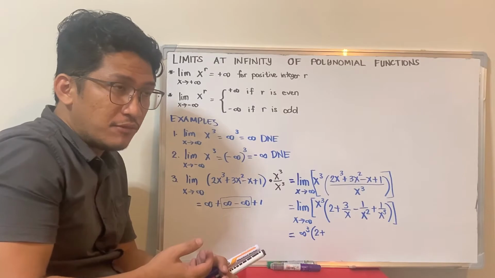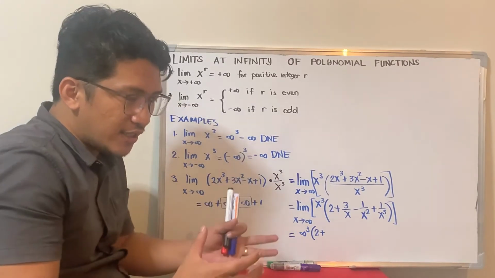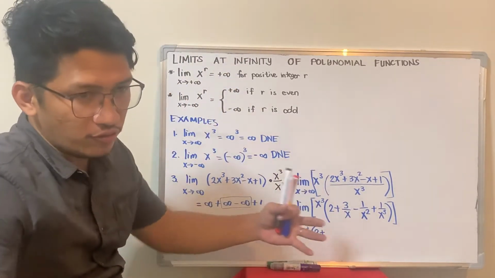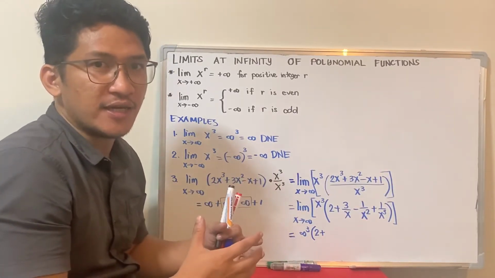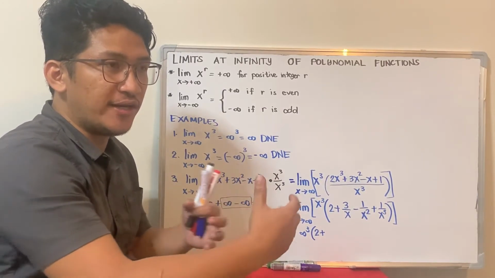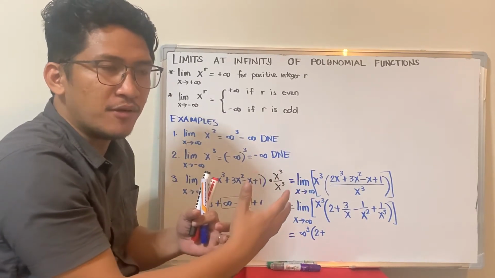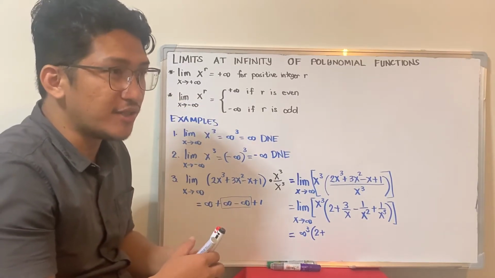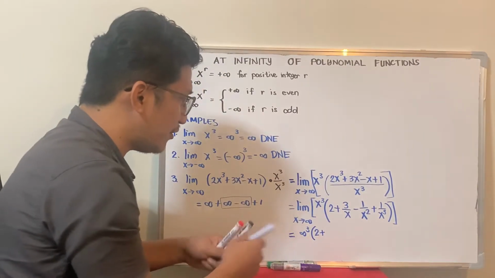Imagine you have a cake, three layers of cake, and there are millions, even billions of people sharing the cake. The question is, how big is each person's share? Of course, their share is so small that it approaches 0. So that's why 3 over infinity is actually 0.